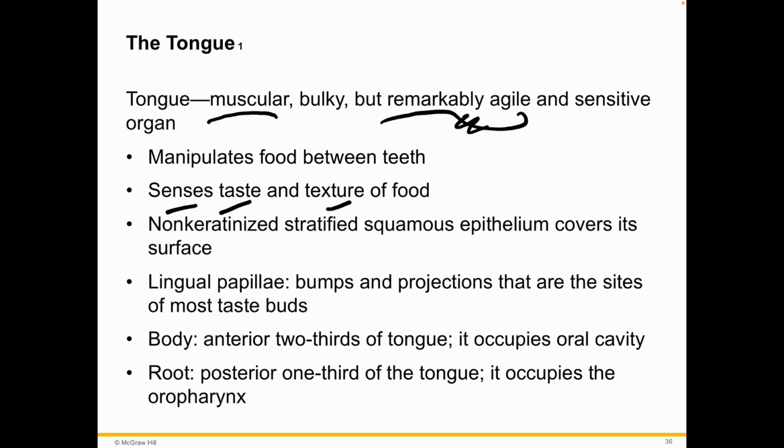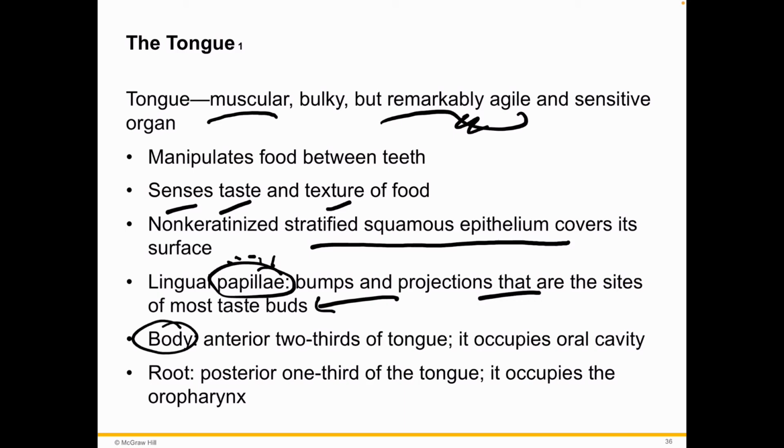Non-keratinized or keratinized stratified squamous epithelium covers the surface. There are these little papillae, right, which are like finger-like projections. So these bumps or projections are the sites of most of the taste buds. And so for the large scale or the body of the tongue, the anterior two-thirds of the tongue is going to occupy the oral cavity proper. But the thing is the tongue actually kind of goes back into the oropharynx itself and kind of digs deep into the throat a little bit.